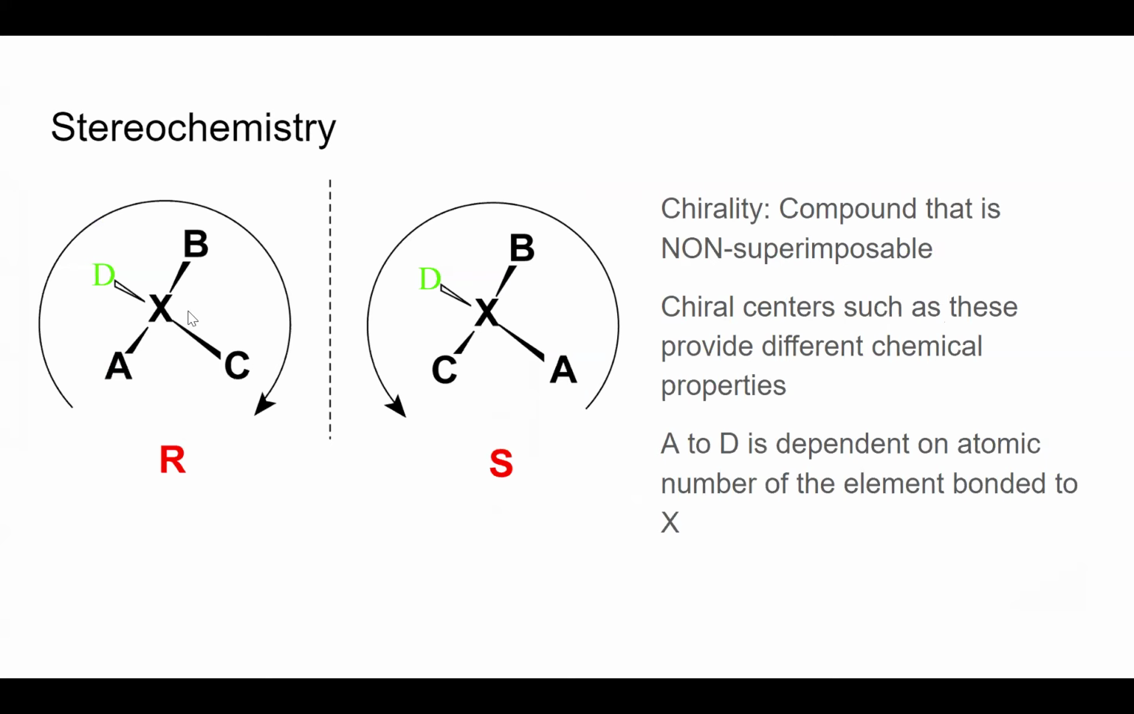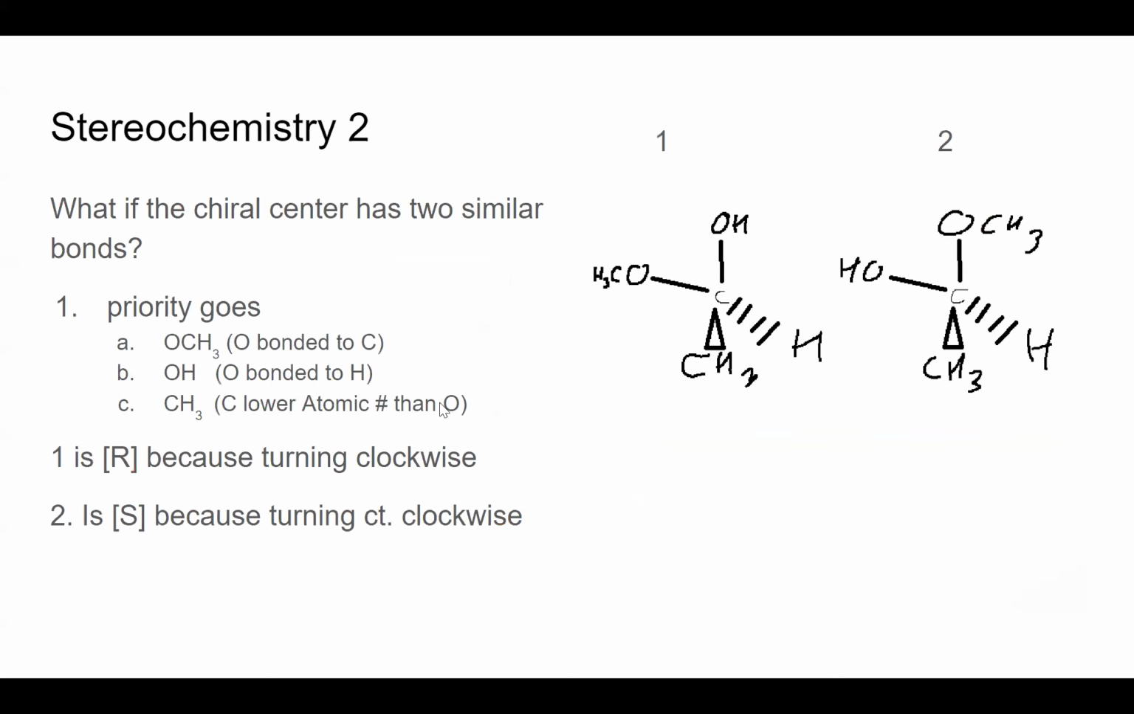Chirality. When a carbon is connected to four things, it is characterized by either S or R. R is going clockwise, while S is going counterclockwise. This is based on the atomic number of each compound connected to that carbon. As you can see here, this carbon is connected to an O-methyl group, an alcohol, hydrogen, and a methyl.